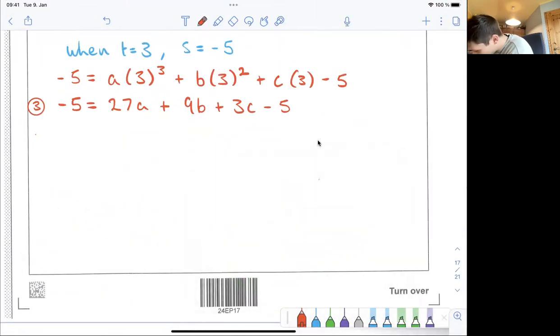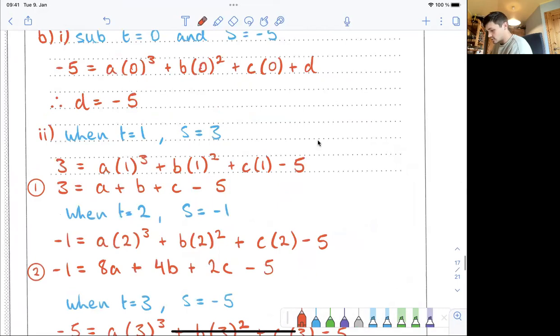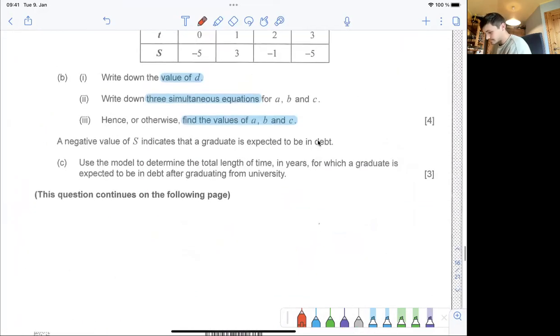Okay, part B, or III, sorry, I should say. A is equal to 2, B is equal to -12, and C is equal to 18. Okay, lovely. Let's move on to part C.